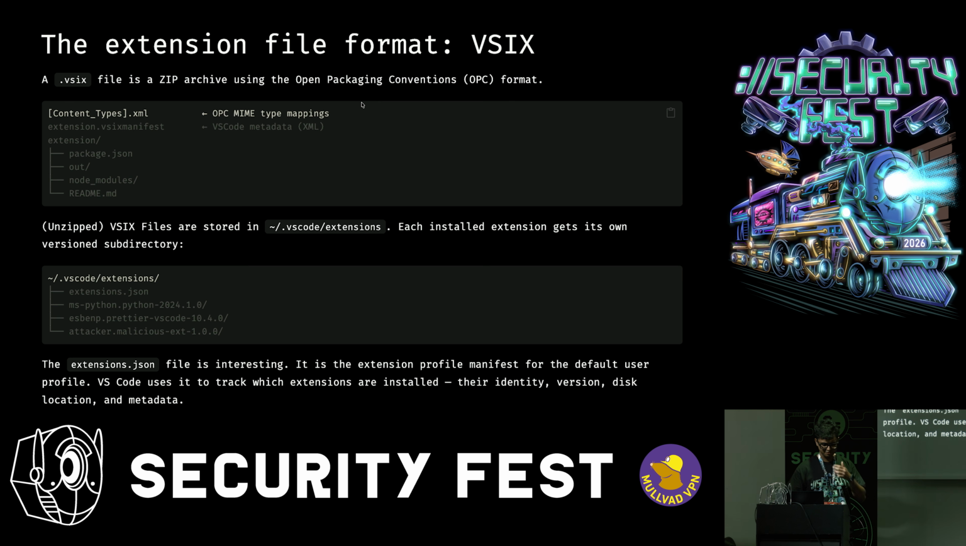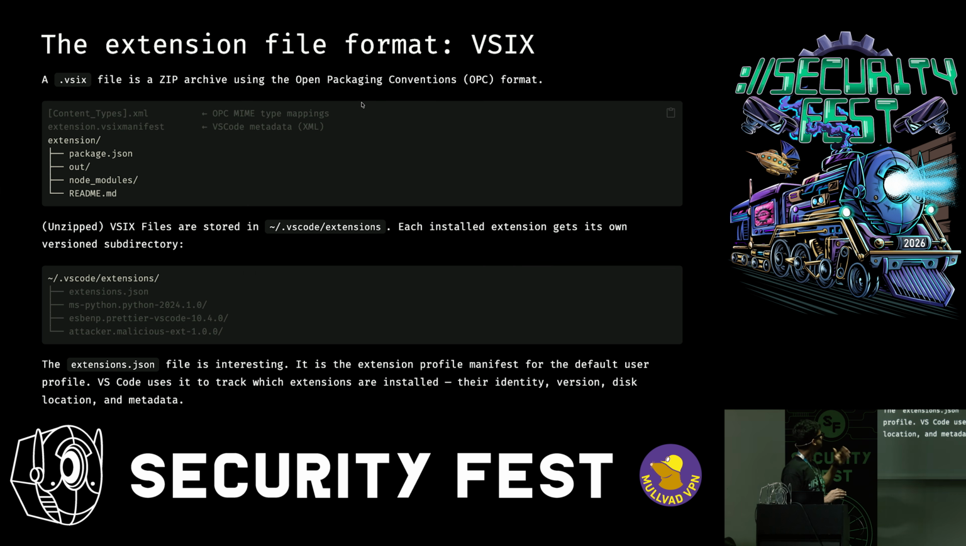So first, if you unzip an extension, you'll see these files. The first one is a content type XML, which maps the MIME types and stuff. Next is some metadata, which is used by VS Code. And finally, you'll see the actual contents which run the extension, right? So whenever you install an extension, these contents are unzipped, and they are stored in this particular folder under your home directory. This is for Linux and Mac. The same translates to Windows as well, under .vscode/extensions.